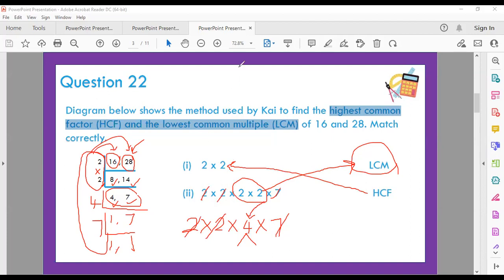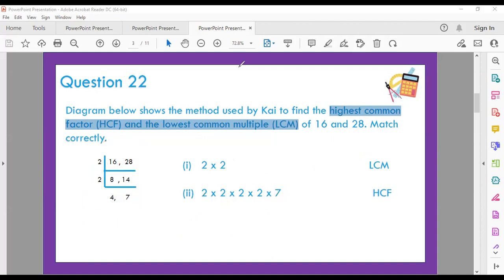All right, I hope you remember what is highest common factor and lowest common multiple. Now, if you have forgotten, then it's time for you to revisit some old videos.